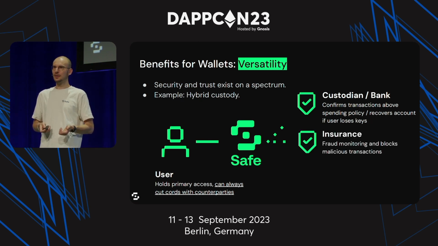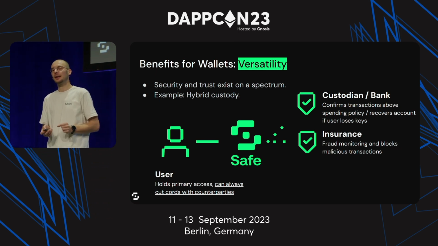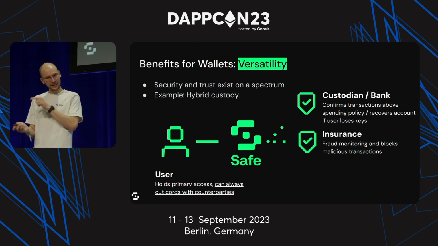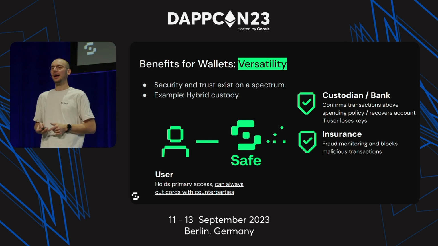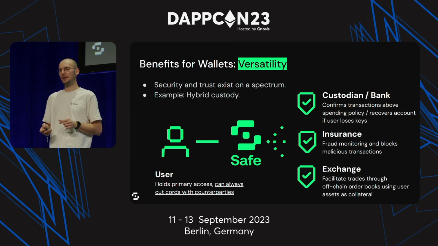Second one is insurance. Verifying that a transaction really does what you intended is a hard problem. And so a centralized actor could help with fraud monitoring and could block malicious transactions. I think it's important that they cannot initiate transactions on their own, but it's more of a veto right that they have. And so, yes, this could help here as well. Just explaining what we mean there by hybrid custody.